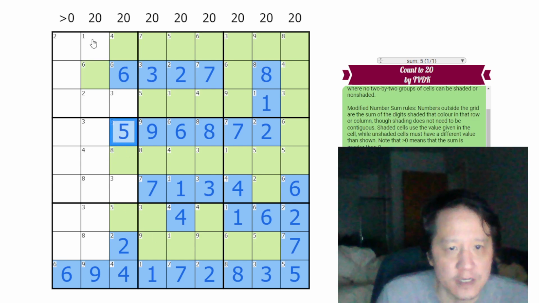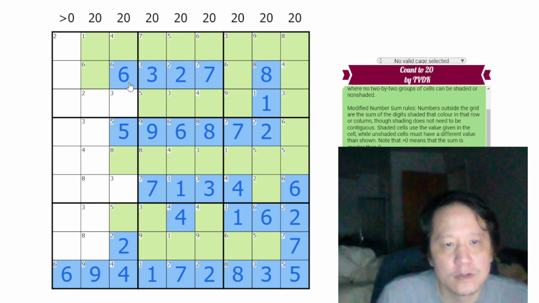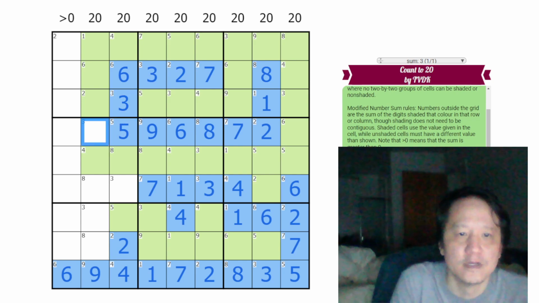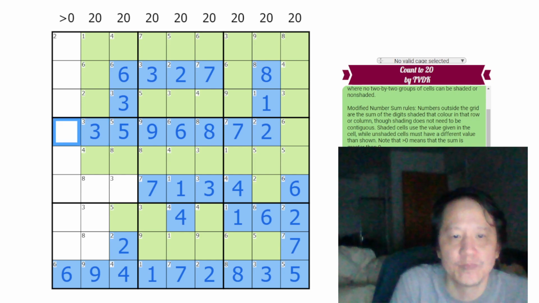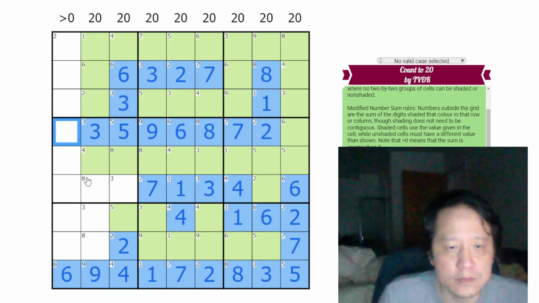So this is unshaded, which means this is unshaded. Aha. And this can only add up to 18 if it is 8 and 3. So this is unshaded. This is unshaded. So this has to be the shaded one because it has to connect. So this is 3. Then that's 3. This cannot be shaded, so this is unshaded.